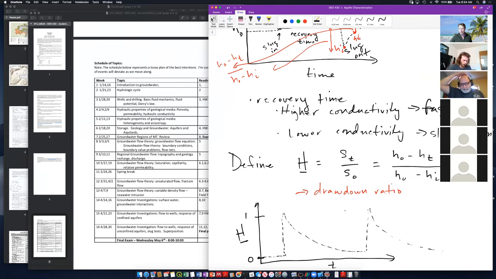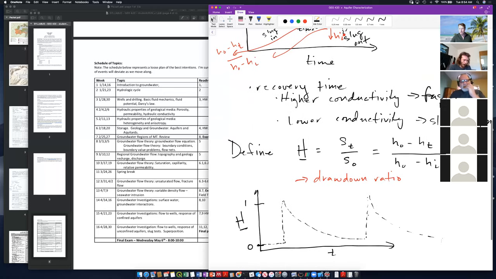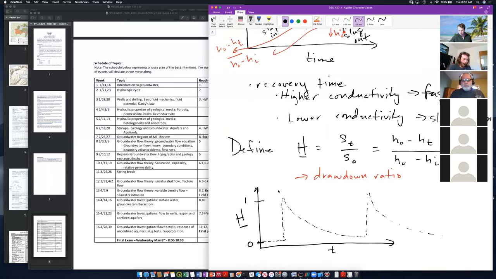For both of my slug tests, both slug in and slug out, it stays between zero and one, and it just decays back down to zero. So it's just a way of normalizing this thing. So the curve is always in the same bounds and is always between zero and one, all right? Doesn't switch signs.